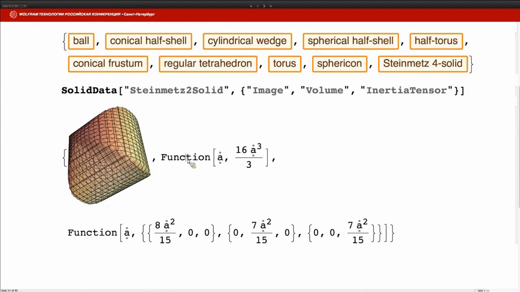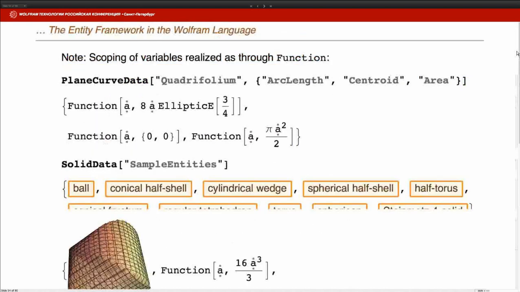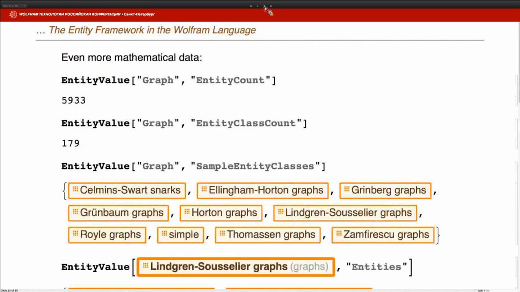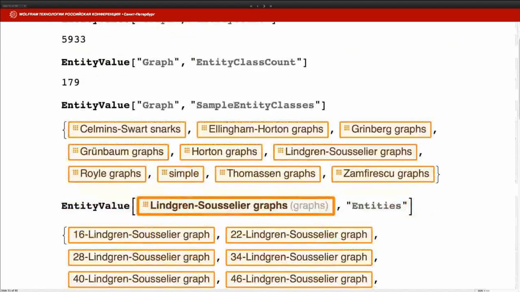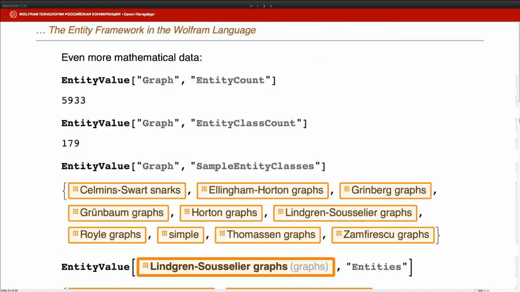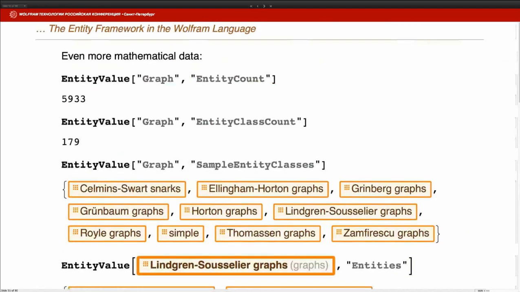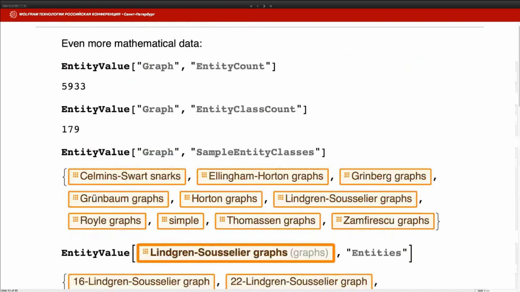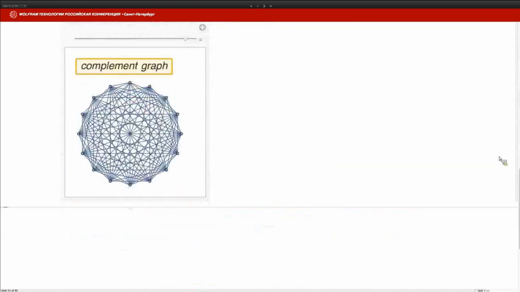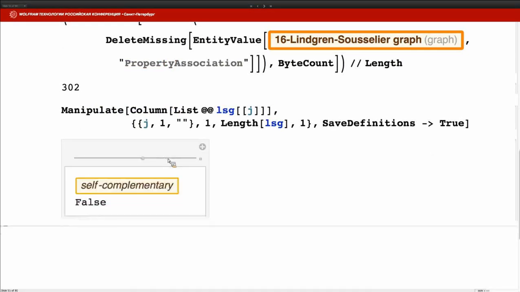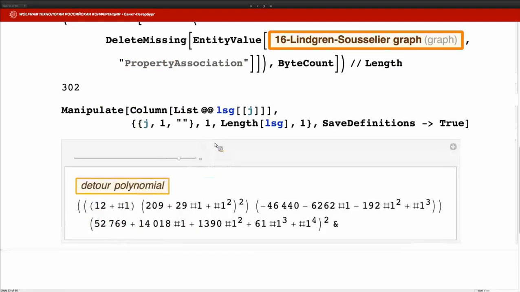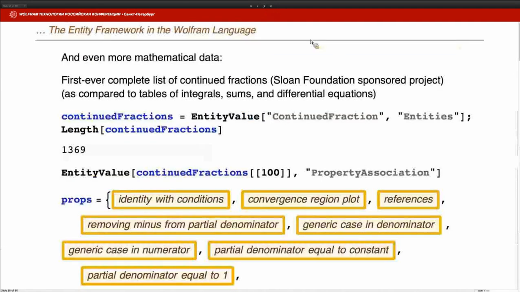The same here for a solid. Here are some Steinmetz solids. You get its volume and an inertia tensor around the principal axes. Then there are graphs. Eric Weisstein is a collector of graphs. This is a fantastic collection of nearly 6,000 graphs with around 180 properties for each, which you can nicely, quickly search and visualize. Here's just the results for one single one of the graphs.